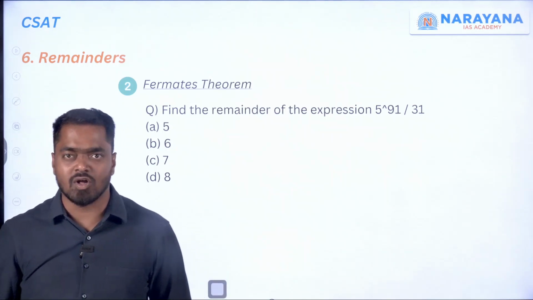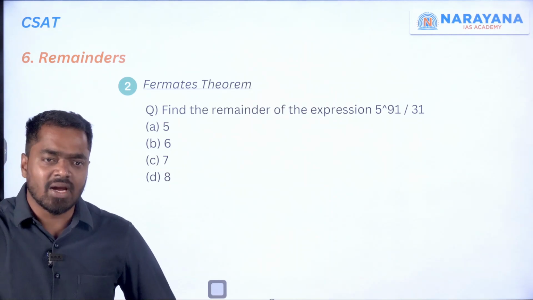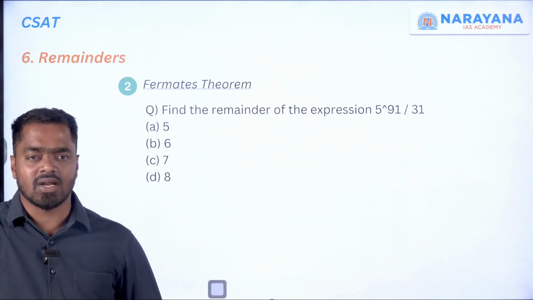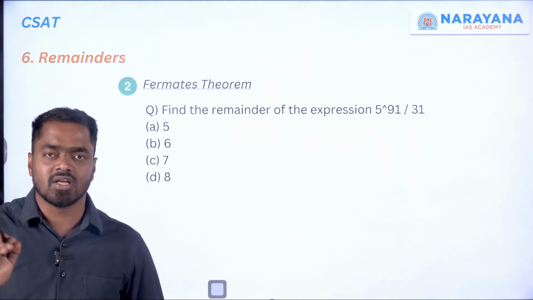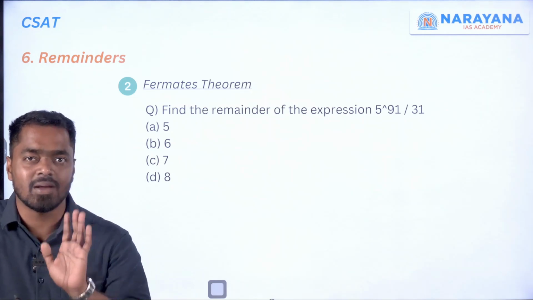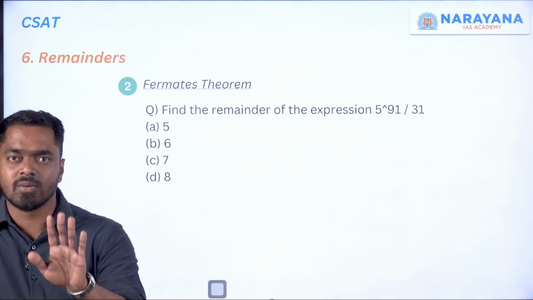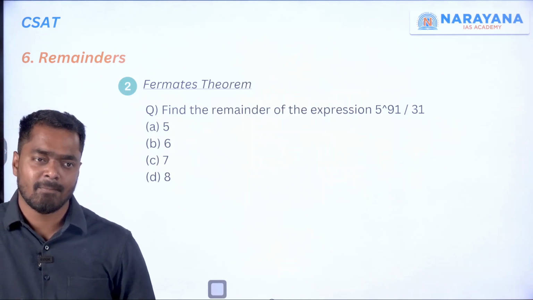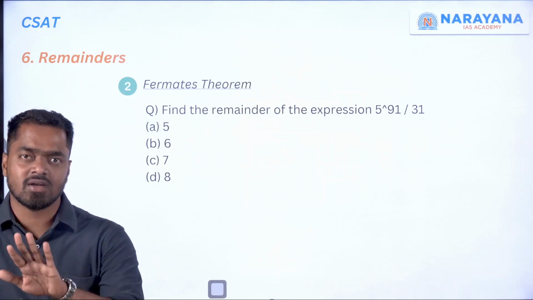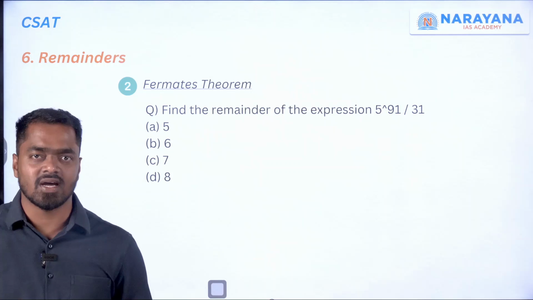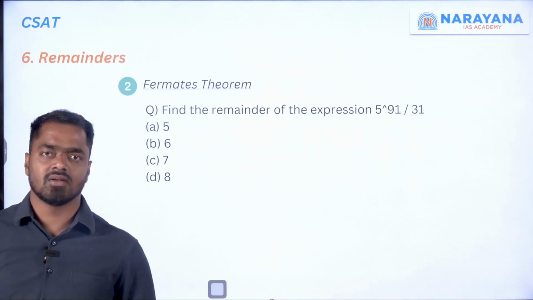Similar question, try to solve this one. Find the remainder of the expression 5 to the power 91 divided by 31. 31 is a prime number, so you can try solving this question using Fermat's theorem. So break down the expression, try to get 31, 30 like that. The answer will come.